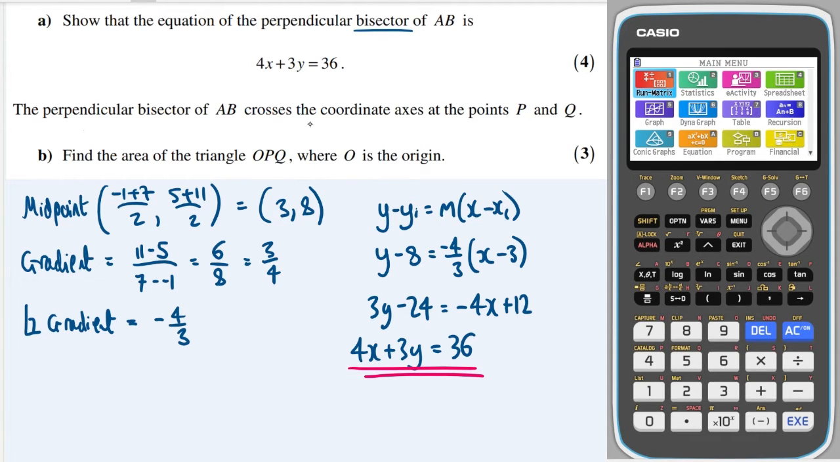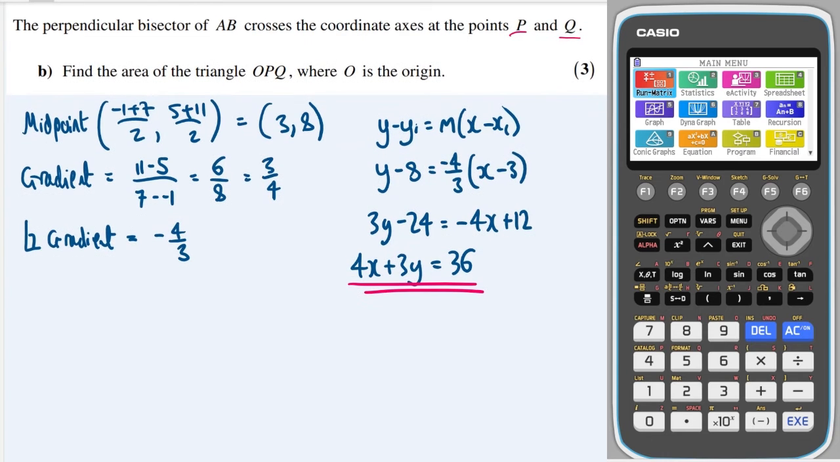Okay, next we're told that the line crosses the coordinate axes at P and Q. Find the area of OPQ. Okay, so let's imagine that we have a coordinate axis, something like this. We know that it crosses the y-axis when x equals 0. So when x equals 0, we get 3y equals 36, which gives me that y is equal to 12. So it crosses here at 12.